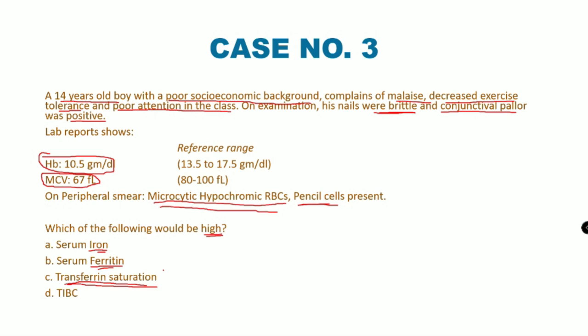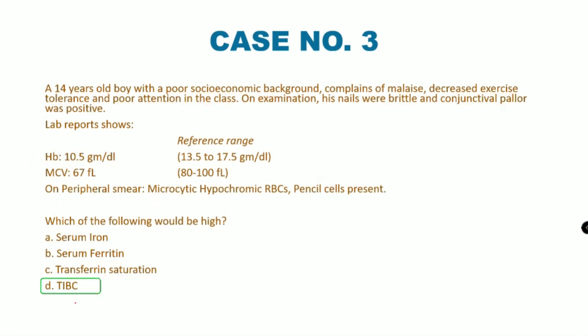So transferrin that is saturated with iron, or transferrin saturation, would be low. And then lastly, TIBC, total iron binding capacity. As I already told you, these iron carrying trucks are more. So the ability to bind iron, the total iron binding capacity, would be high. So the correct answer is TIBC. The correct answer is total iron binding capacity would be high in iron deficiency anemia.